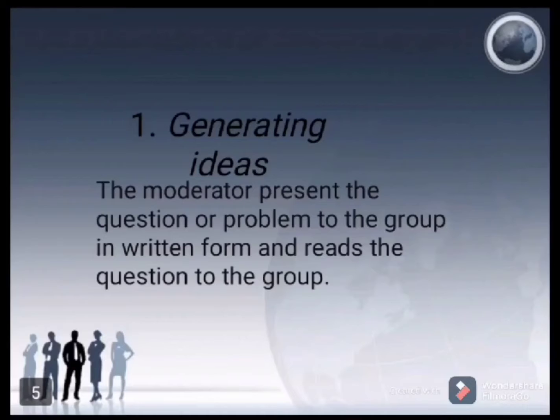Number 1. Generating ideas. The moderator presents the question or problem to the group in written form and reads the question to the group. Generating ideas is described as a process of creating, developing, and communicating abstract, concrete, or visual ideas. Idea generation technique is a creative process of coming up with solutions and ideas. It also involves developing these ideas and communicating them.